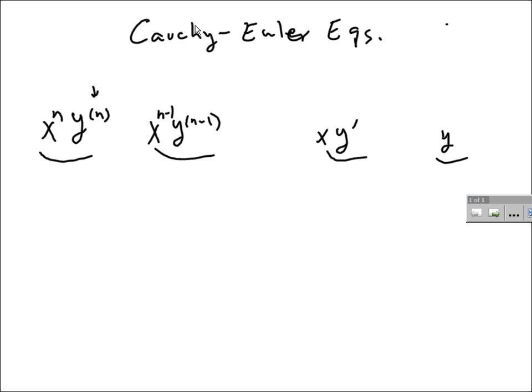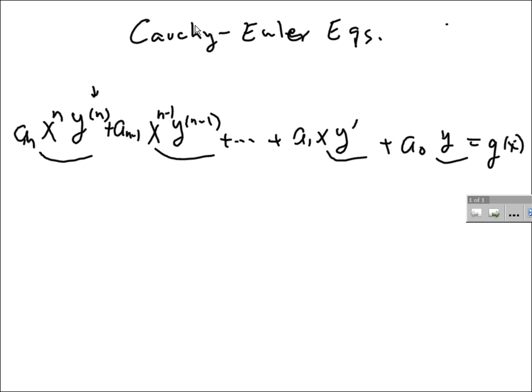And of course, you can have some constant multiples. You have a sub n, a sub n minus 1, all the way down to a sub 1 plus a sub 0. And this can equal some function. Just like we did in the previous section, let's call it g of x. That is what the Cauchy Euler equation will always look like.